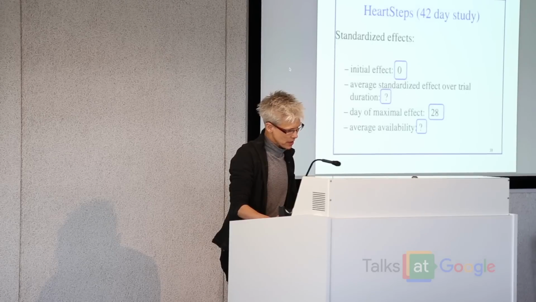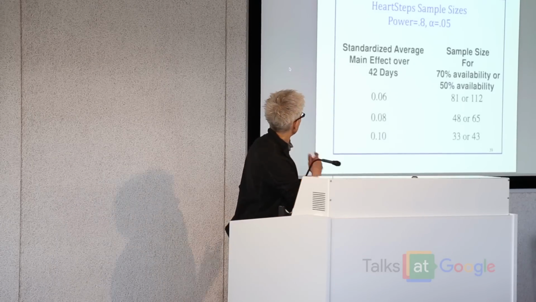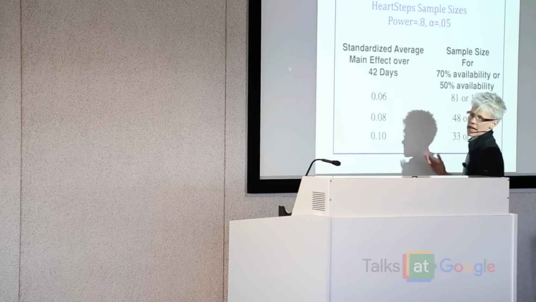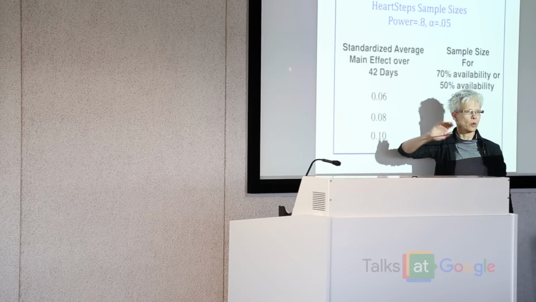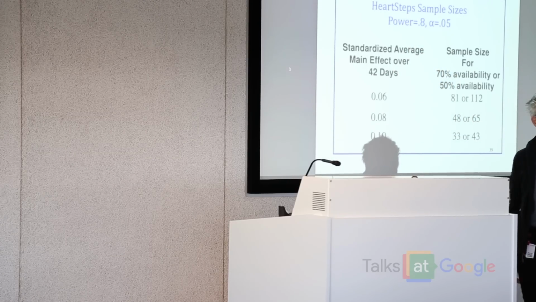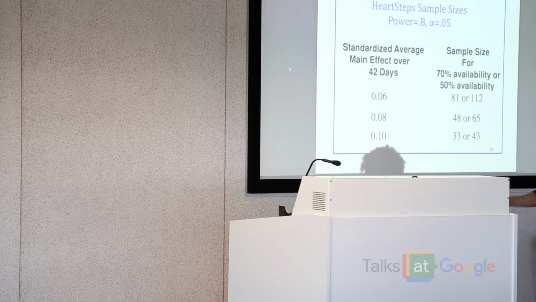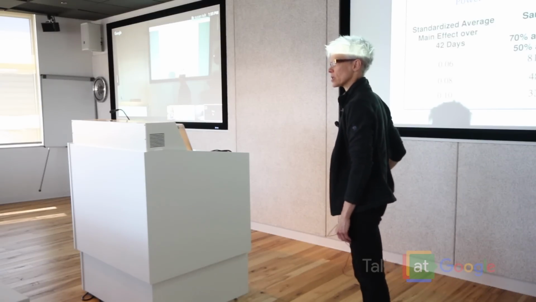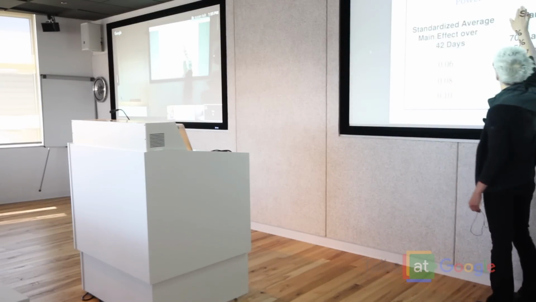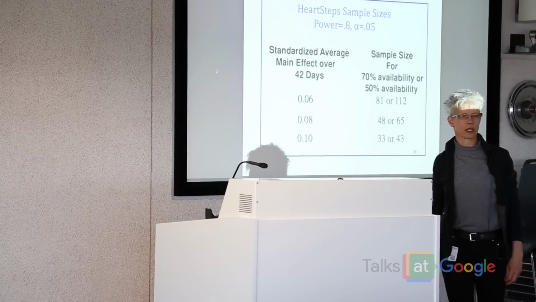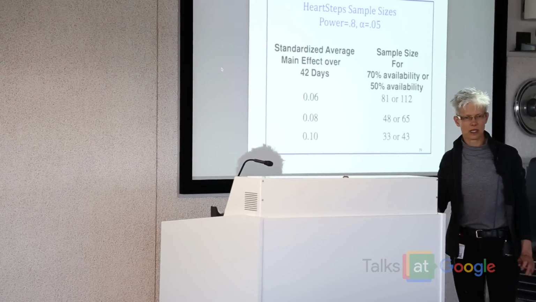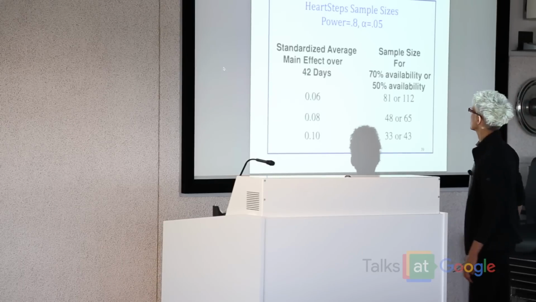I'm going to show you some sample sizes here. So this is a classical way that we size trials. We say, with 80% power, I want to detect whether or not there's a signal. I want to get enough participants so that with 80% power, I can detect if there's a signal. However, I'll tolerate making an error and saying that there's a signal 5% of the time. That's the traditional way you design studies.